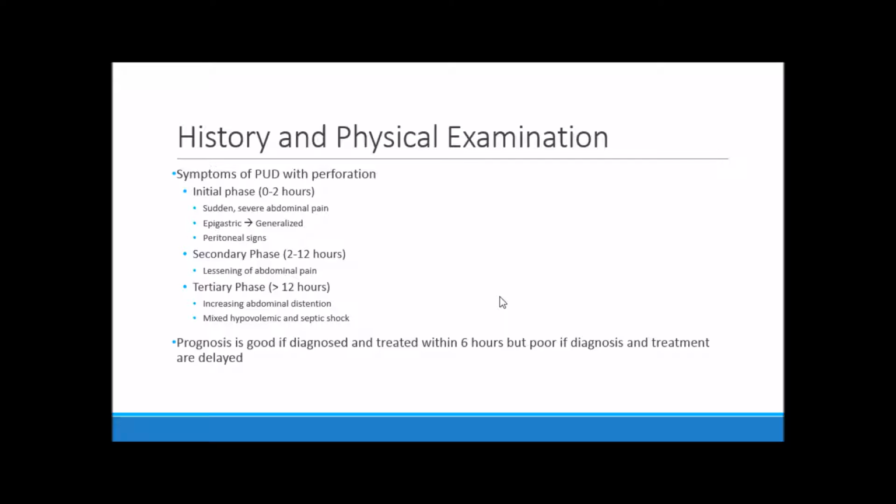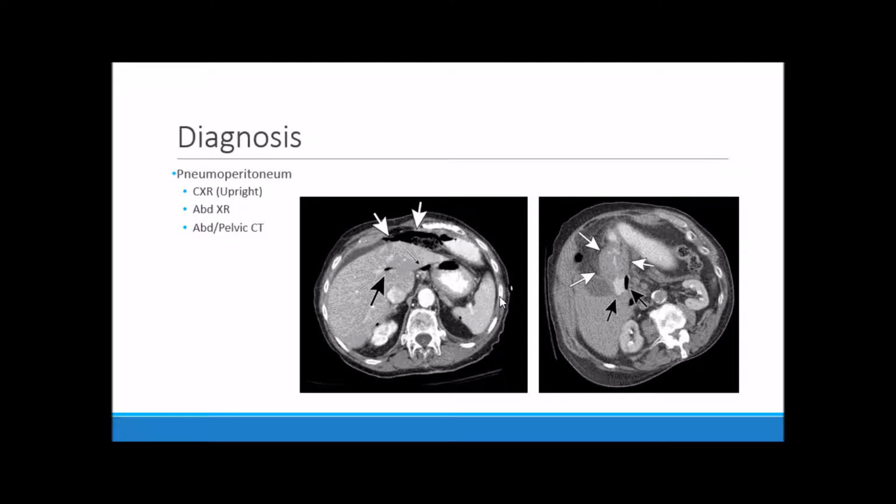If they present late or the diagnosis is missed, okay, after about 2 hours up until about 12, their symptoms actually get a little bit better. Okay? But then, when you're getting over 12 hours, they'll start getting abdominal distension, and they'll usually start going into shock. And it'll be a combination of hypovolemic shock from leaking of gastric contents and hemorrhage to septic shock. Prognosis is pretty good if you catch this at the early stages, but if it goes too long, it gets worse.